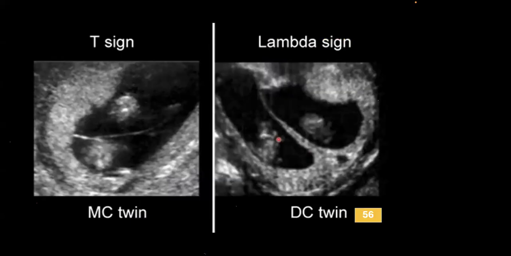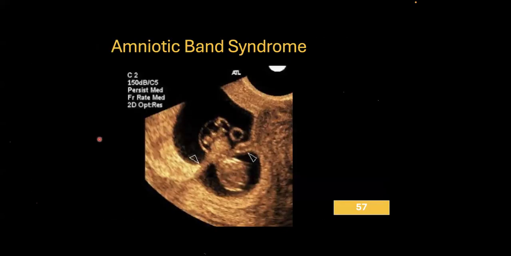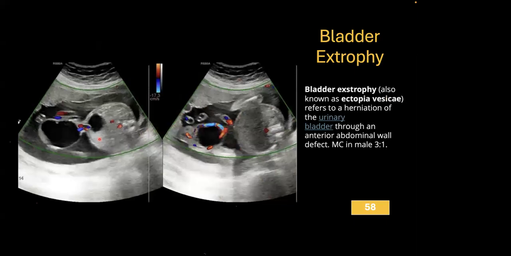So what I showed was the lambda sign, which is seen in DCDA, dichorionic diamniotic, where there are 4 layers. And here there are only 2 layers. So we see the T sign in case of MCDA. Okay, amniotic band syndrome also. Most of you got it correct.